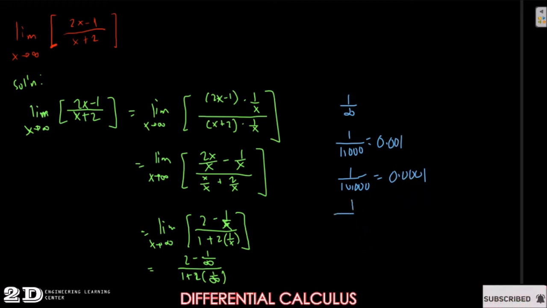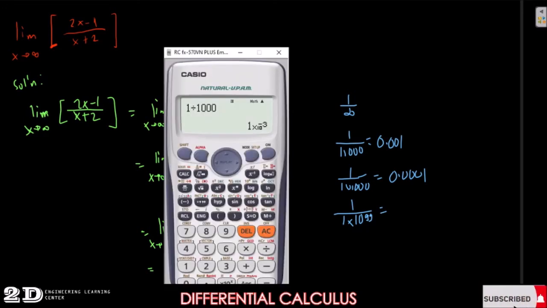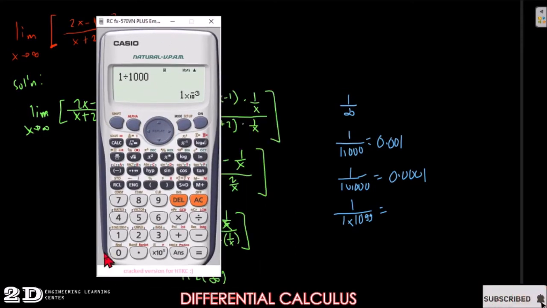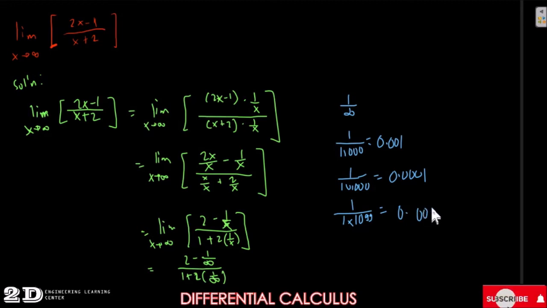So for example, we have 1 over the maximum number that your calculator could have, which is 1 times 10 to the power of 99. So let's see what the answer of the calculator will be. Let's just have 1 divided by 1 times 10 to the power of 99, and the answer is 0 followed by 98 zeros before we get to 1.